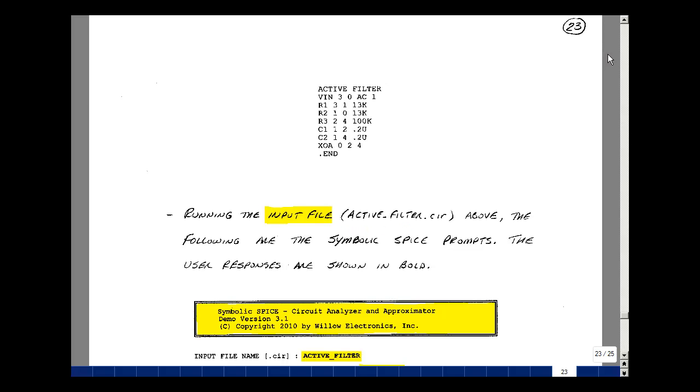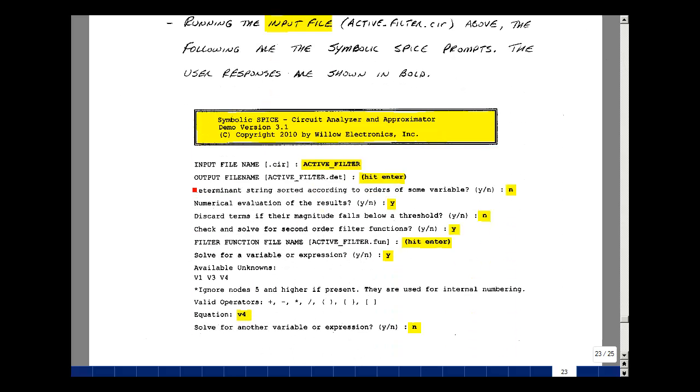So let's see what happens when you run the program. The first line is the input file, and I just typed the file name, active_filter, and the extension is assumed to be .cir. And this file is in the same directory as the EXE file of Symbolic Splice. If it isn't, you have to give a path. If you hit enter, it comes back with an output file name based on your input file name and the extension .det. I'm going to leave that alone, so I'm just going to hit enter.